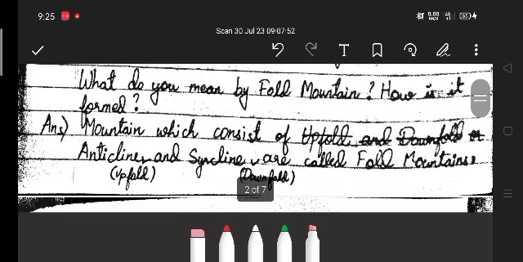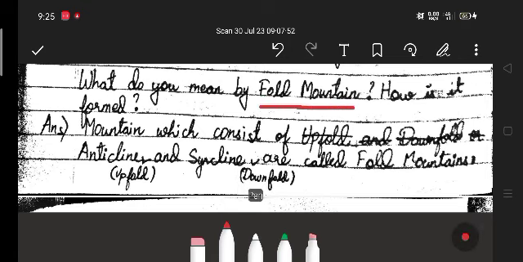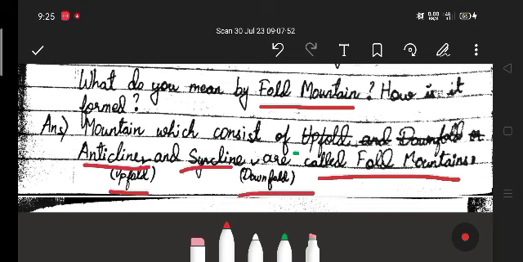Now, we are coming to the classification of mountains. What do you mean by fold mountain? A mountain which consists of upfold and downfold, that is, anticline and syncline. This is called anticline and this is called syncline. Anticline means upfold, syncline means downfold, and such mountains are called fold mountains.